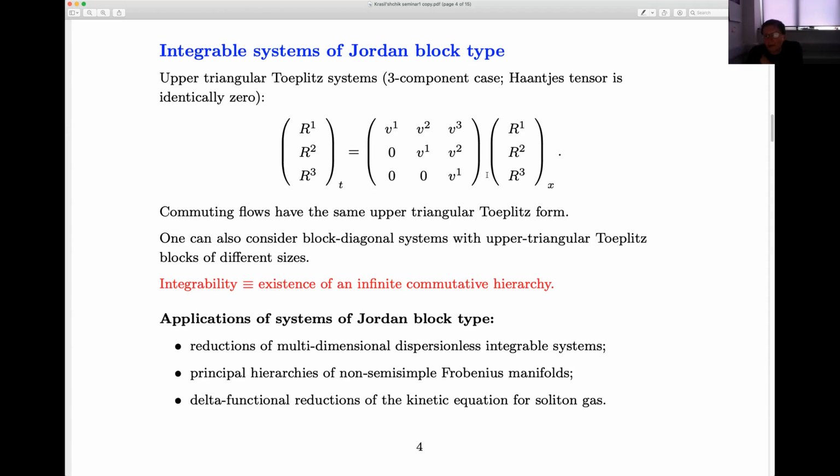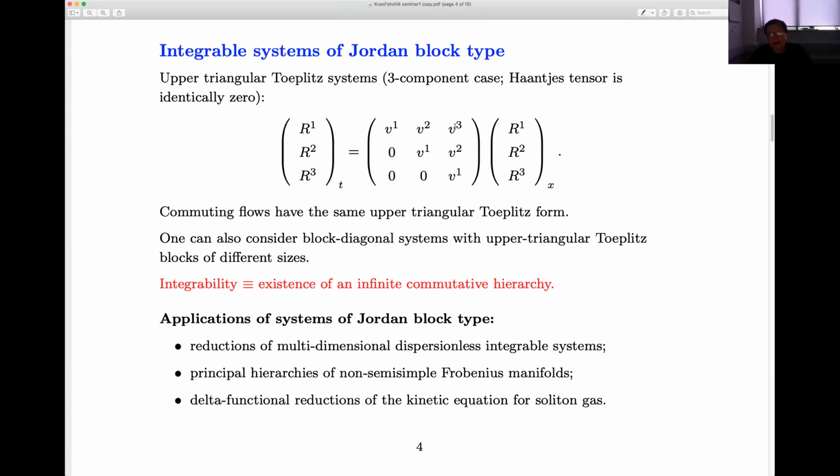What is important about such systems is that their Haantjes tensor is identically zero, like in the diagonalizable case. For any of these V1, V2, V3, the Haantjes tensor of any such matrix is identically zero. For arbitrary n, of course; I'm just writing it for n equals 3 for clarity. So what are commuting flows with such a system? I claim that commuting flows have the same upper triangular Toeplitz structure, but of course these V1, V2, V3 will be different.